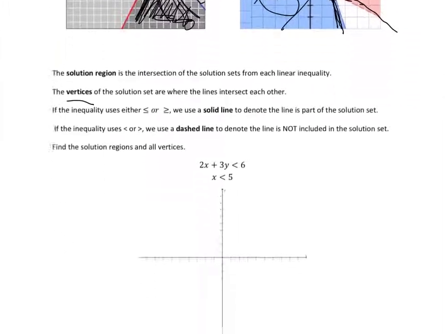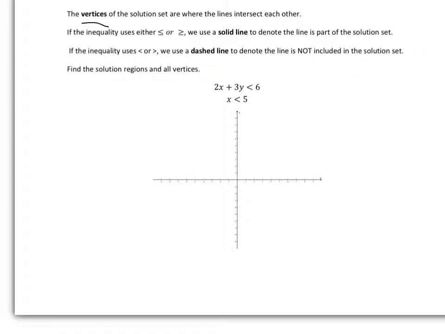So we'll jump in and do a problem. First thing we have to do is look at this. If we have 2x plus 3y is less than 6, because we have less than, we're going to want to use a dashed line here. Second thing we want to do is graph 2x plus 3y equals 6.